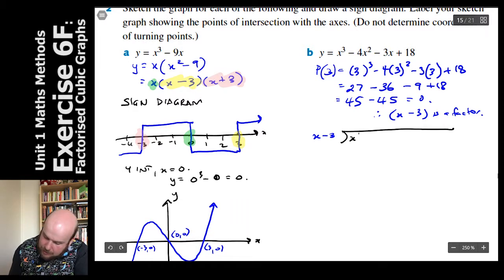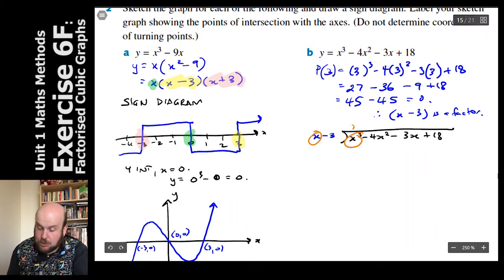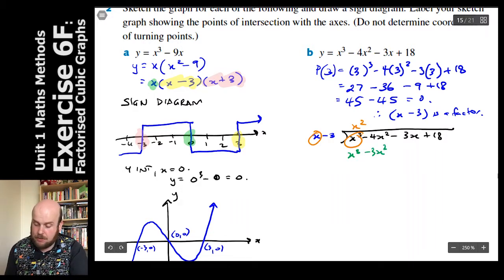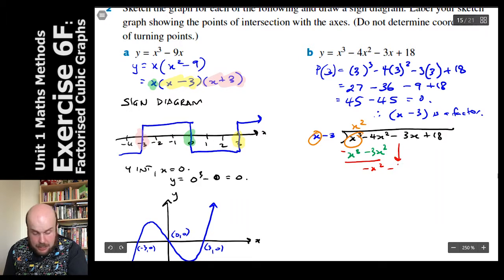We're going to do some long division. X cubed divided by x is going to be x squared. X squared times x is going to be x cubed. X squared times negative 3 is going to be negative 3x squared. And we're going to minus this. Those will disappear. Negative 4x squared minus negative 3x squared is going to be negative x squared. We're going to bring that 3x down.